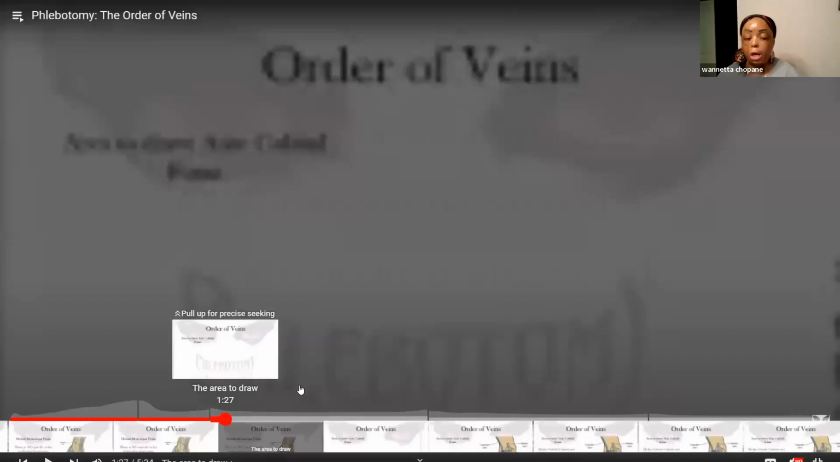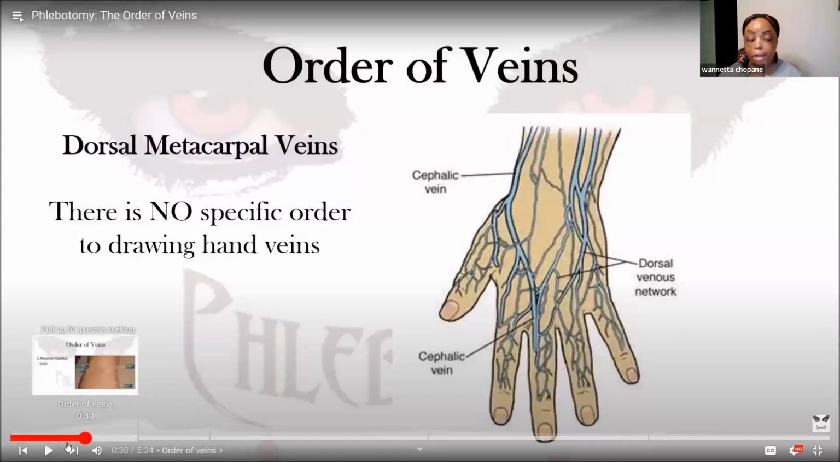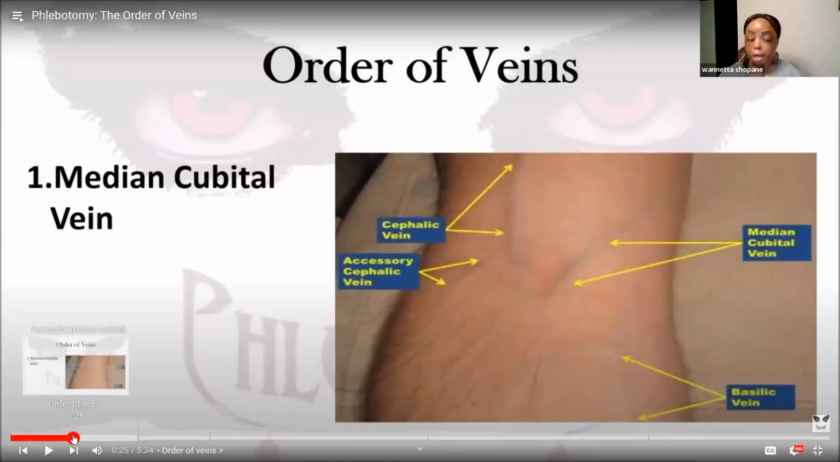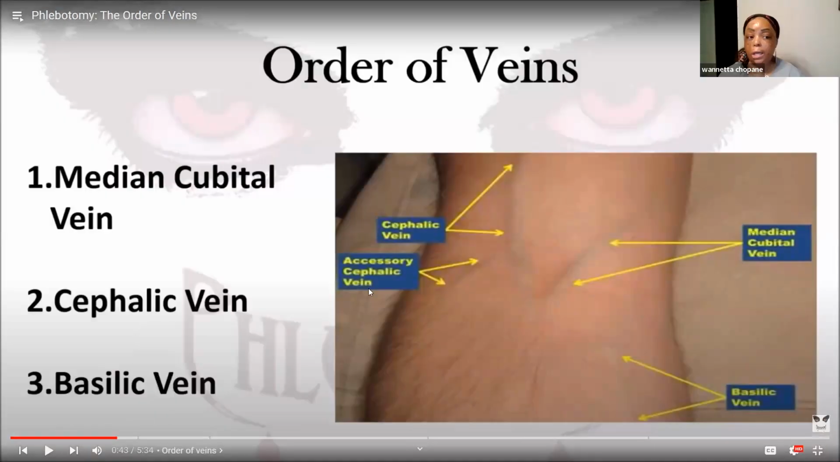Okay, now I want to go back to the beginning a little bit just to reiterate. As you can see, this was the same picture that I actually showed a minute ago. You see the top three veins: the median cubital vein, cephalic vein, basilic vein. Same picture, okay? So I need you to remember the anatomy of the veins, because when we start to feel for the veins, you'll be able to say, okay, this is the median cubital vein. This is the cephalic vein. This is the basilic, but I'm not going to draw from the basilic.